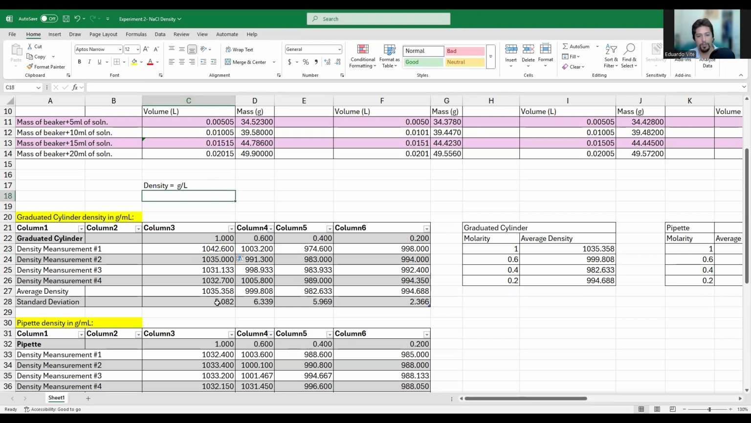So again, you just take your formula, full beaker minus empty beaker divided by volume, and then you fill it in. For your standard deviation, use this function right here, STDEV, and you get your standard deviation of your density measurements. You see here that it starts from C23 all the way to C26, which is right here. So that's what your standard deviation is going to be. Excel will take care of the rest.